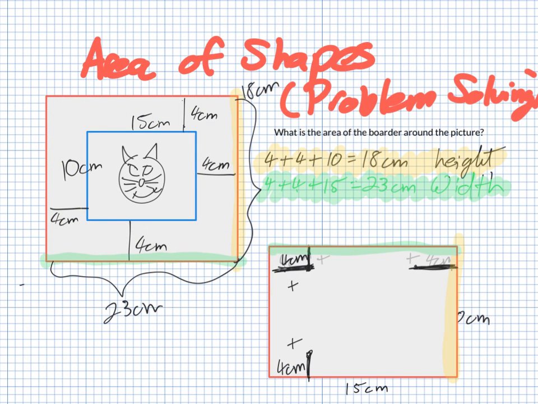Get rid of the first one. Here we go. We started here with the picture. Okay, and sorry, 10 plus 4 and 4, and we got 18 centimeters. Then we got 15 plus 4 and 4, and that gave us 23 centimeters. So we had 18 and 23 centimeters.